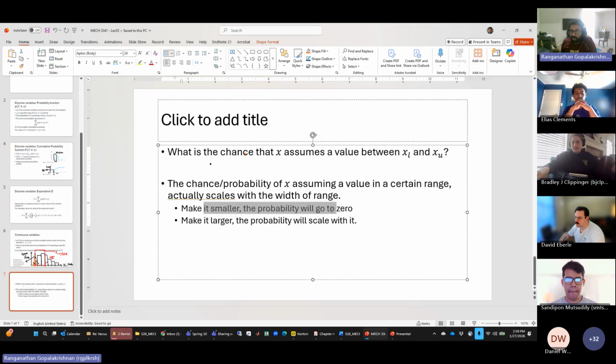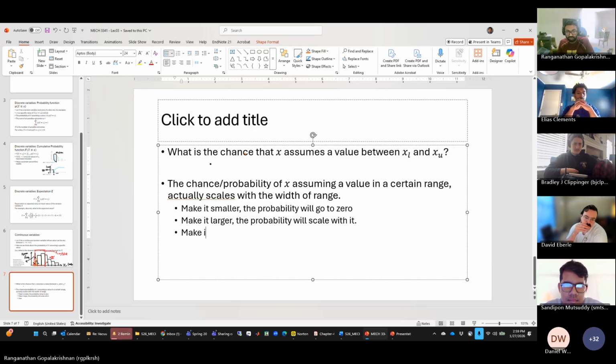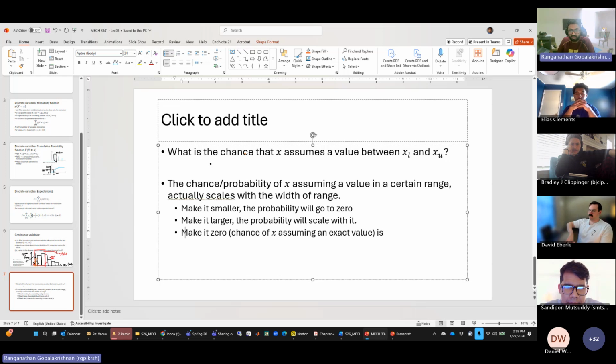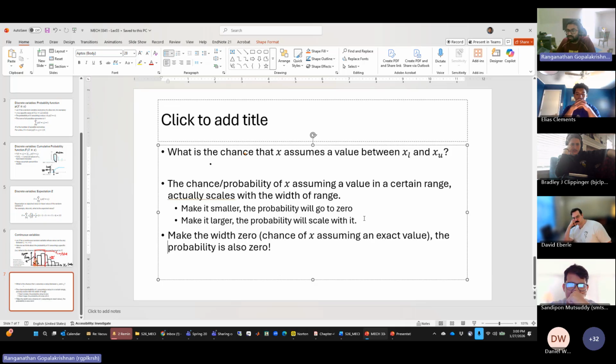If you make it narrower, the probability will go to 0. If you make the width 0, meaning the chance of X assuming an exact value, the probability is also 0. Did we agree on that when we started? The chance of height having an exact value of 5 foot is almost not almost small. That's exactly what we are talking about here.